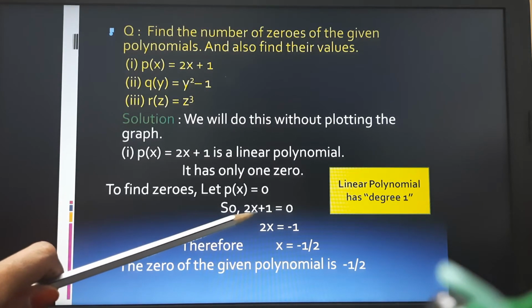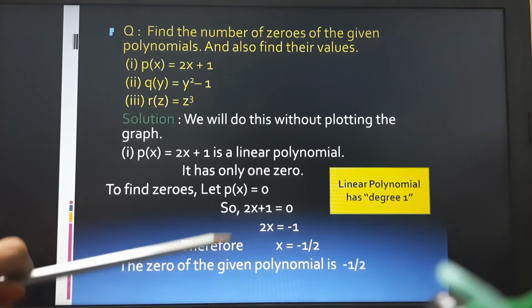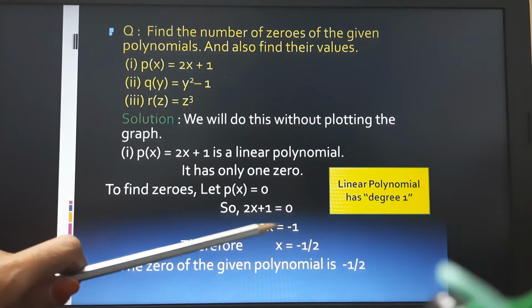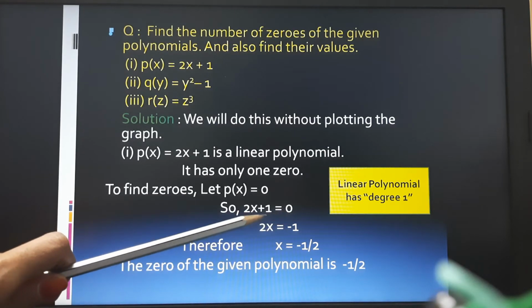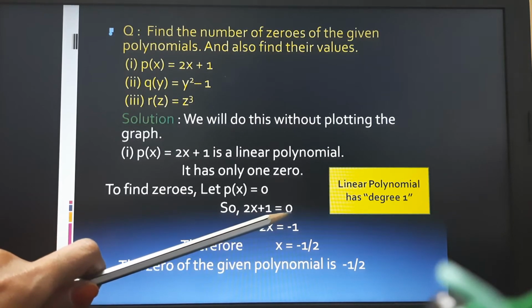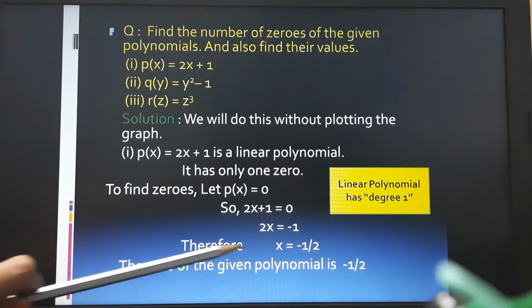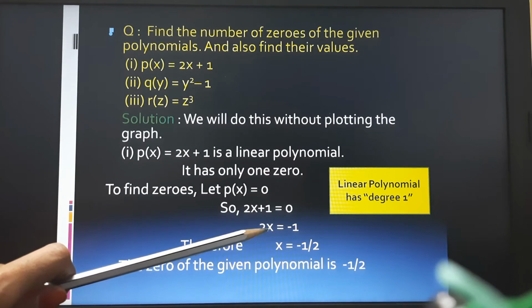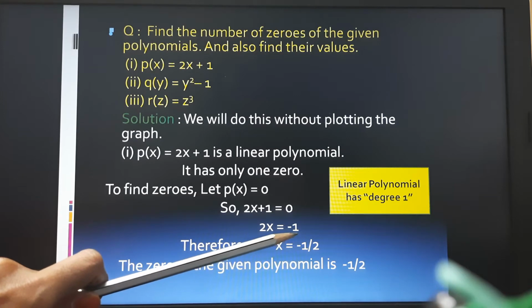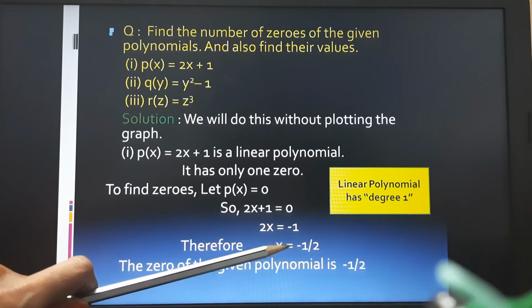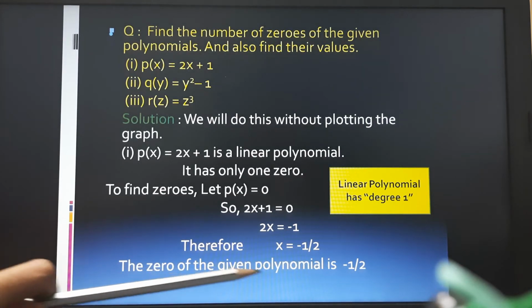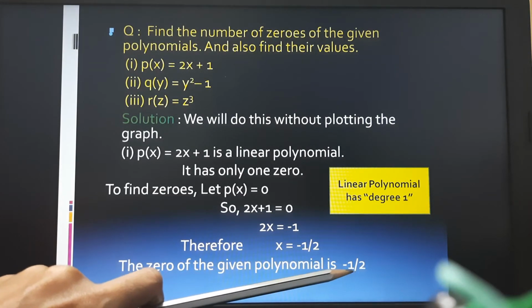So here, this is a basic calculation. You know very well that 2x plus 1 is equals to 0, so 2x is equals to minus 1. When this plus 1 is transposed to the right side, it becomes minus 1. So therefore, 2x, it is in multiplication, right? So 2 multiplying, when it comes to this side, it becomes division. So x is equals to minus 1 by 2. So the 0 of the given polynomial is minus 1 by 2.